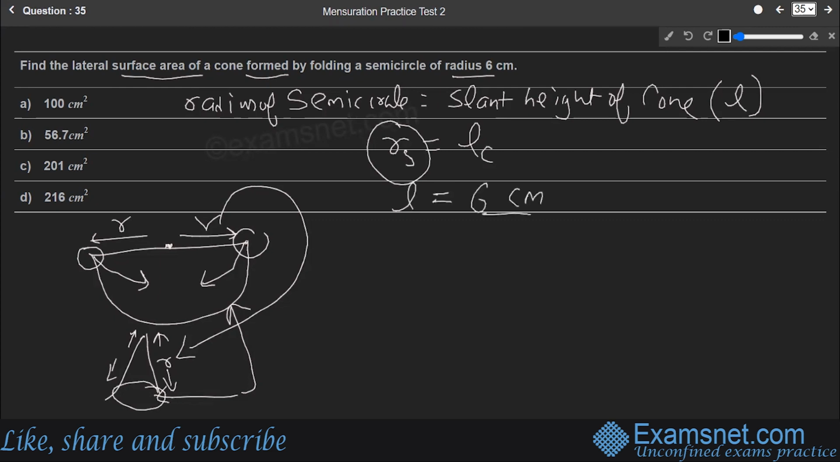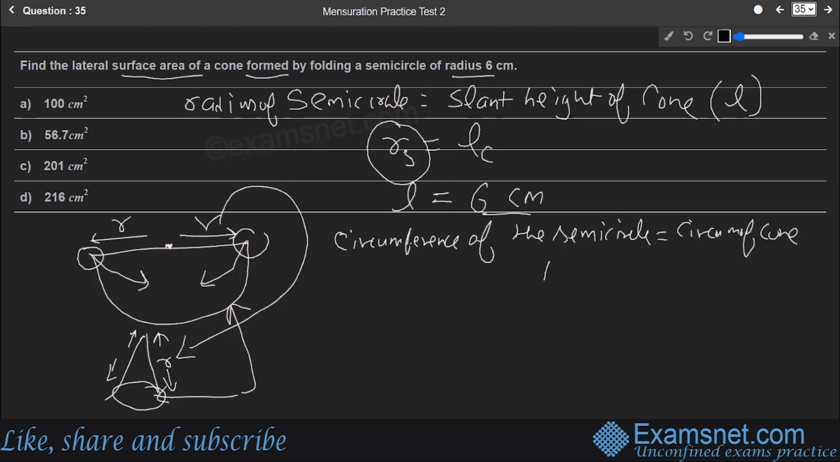The first thing. The next observation that we can notice is that the circumference of the semicircle actually becomes the circumference of the base of the cone, which is a circle.